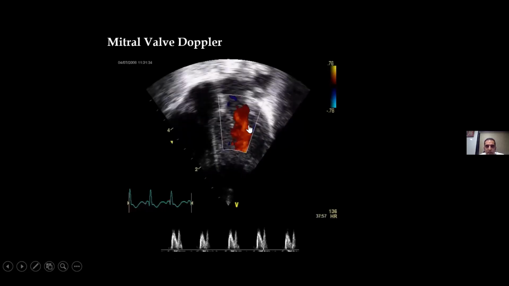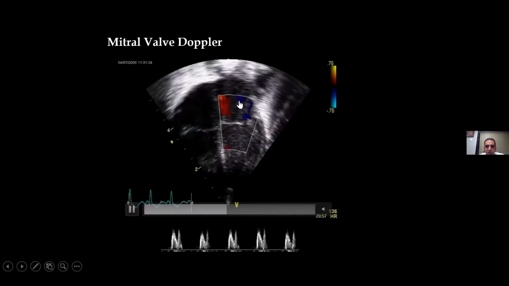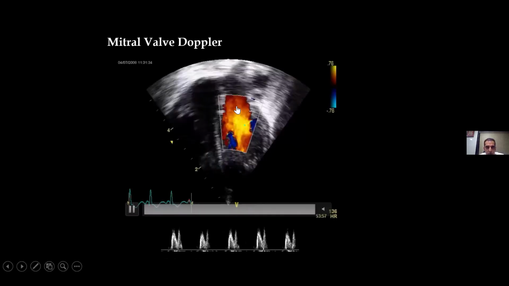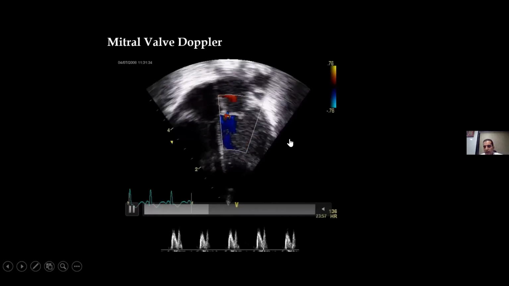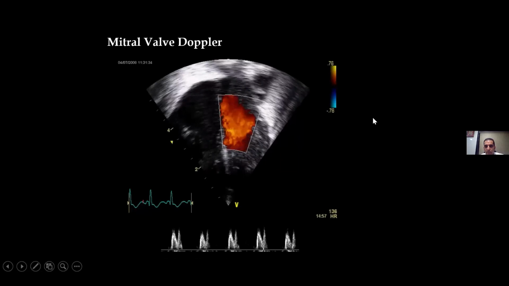And now this is the Doppler done for the mitral valve. Again, the MR will be blue and the normal blood flow from LA to LV will be red. And this is how the Dopplers look like.